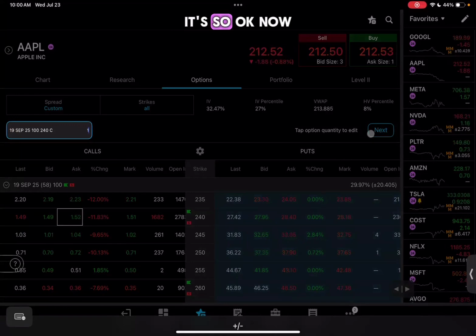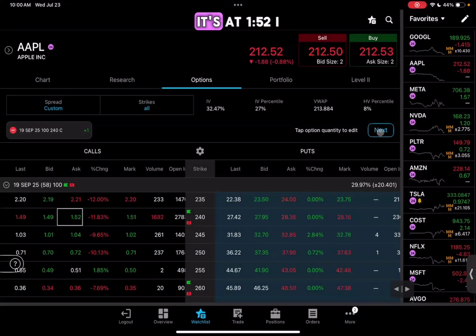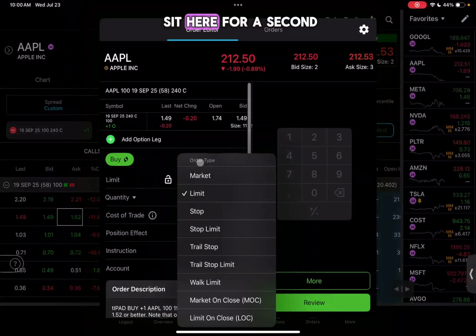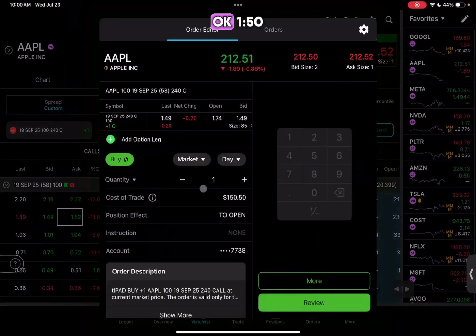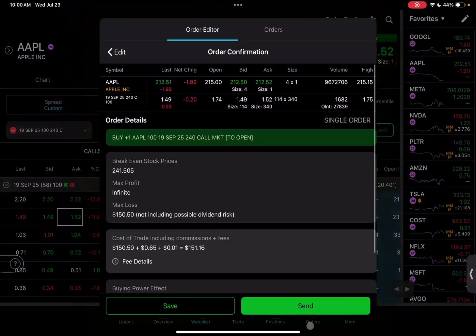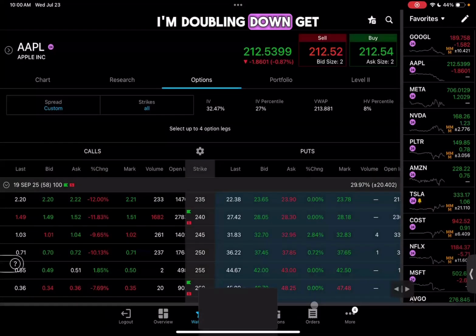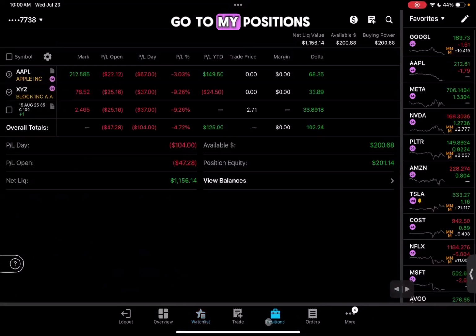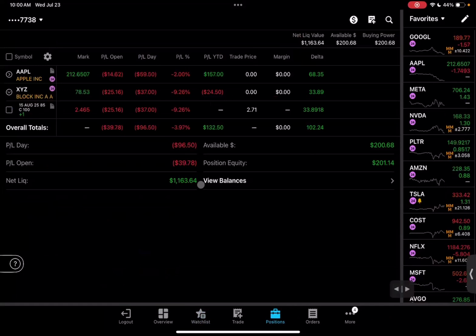Okay, now the trade price is going up. It's at 152. I need to have it lower, so I may just sit here for a second. Okay, 150, 150. Okay, let's see. Yeah. So I'm buying one right now. Another 240. I'm doubling down, get another 240. There we go. So now let me go to my positions.